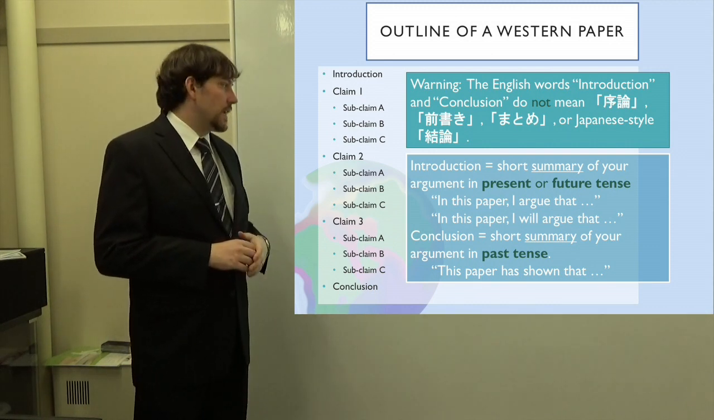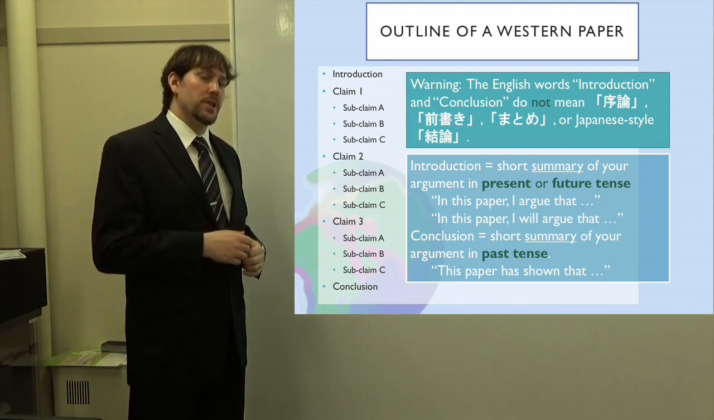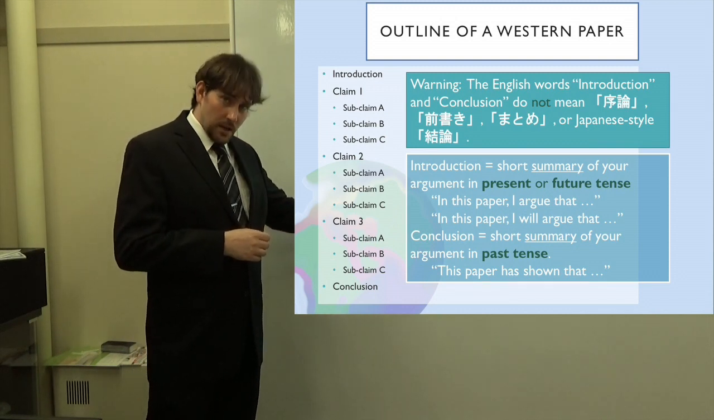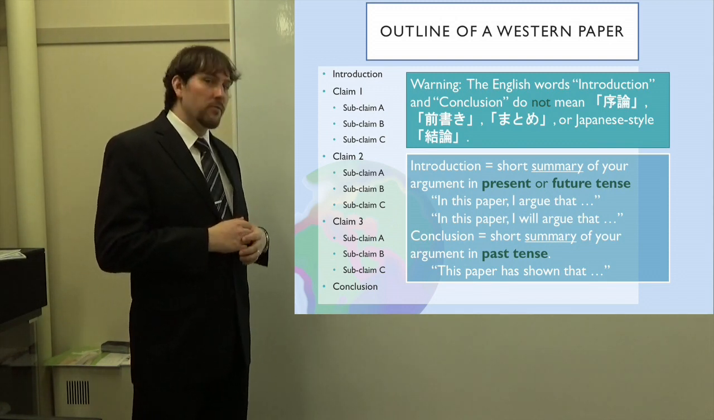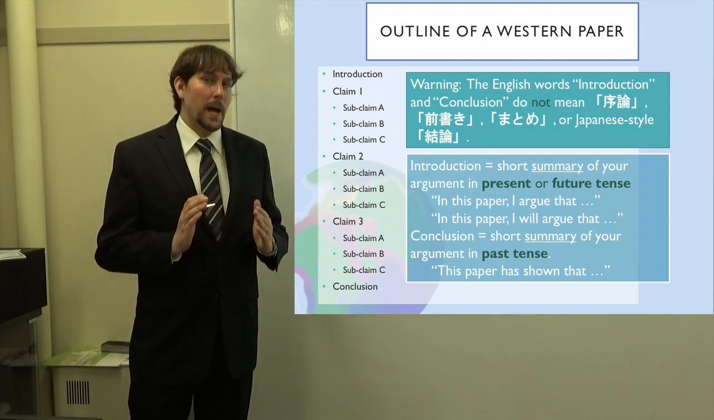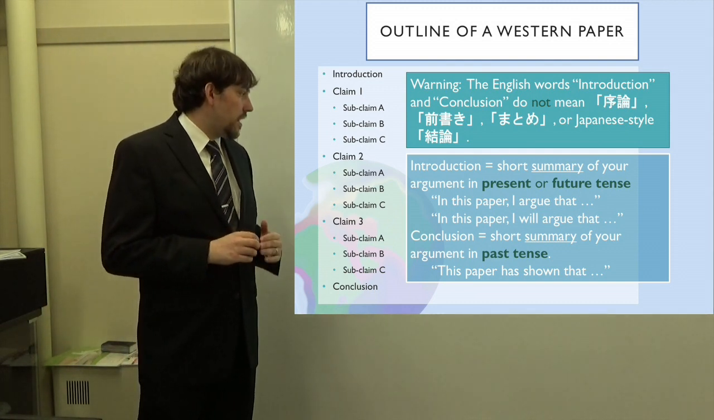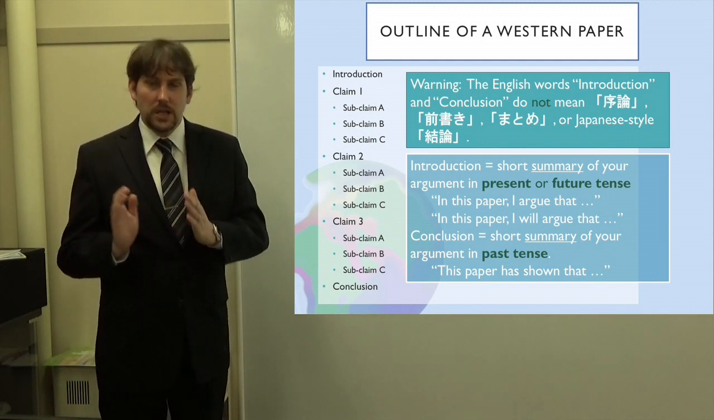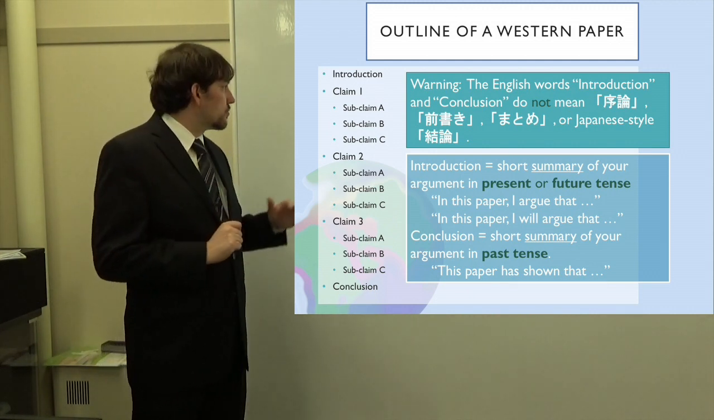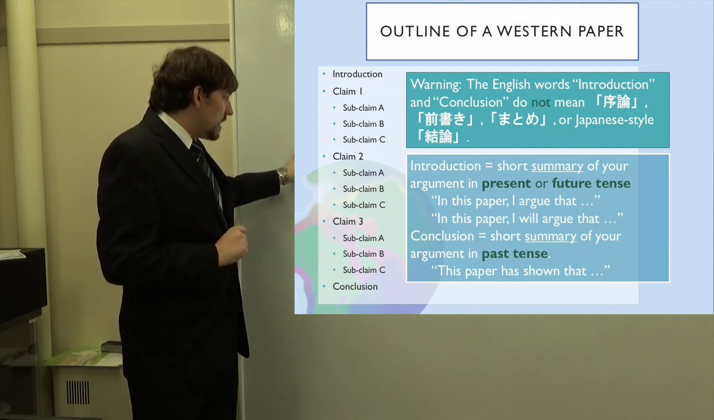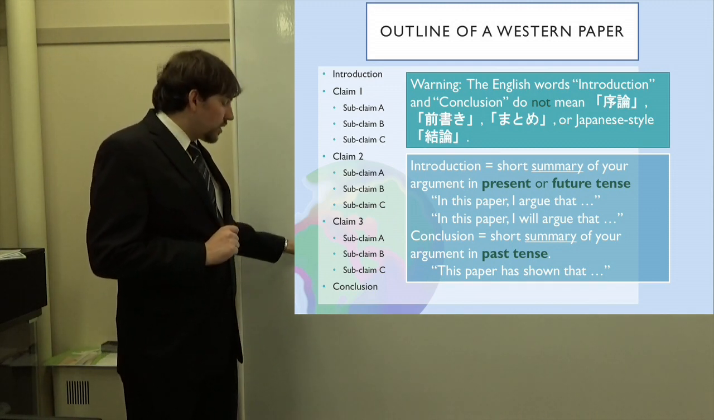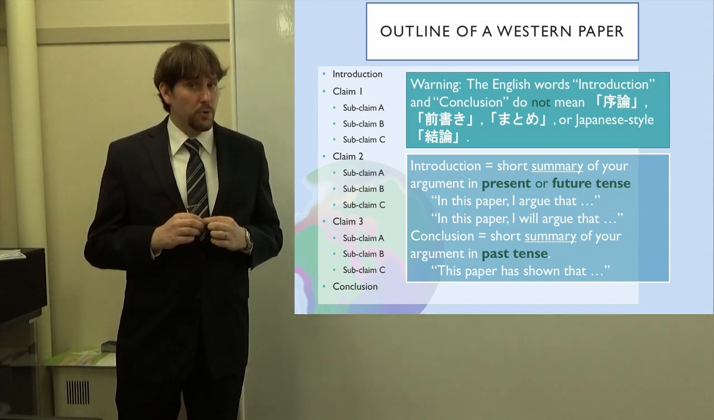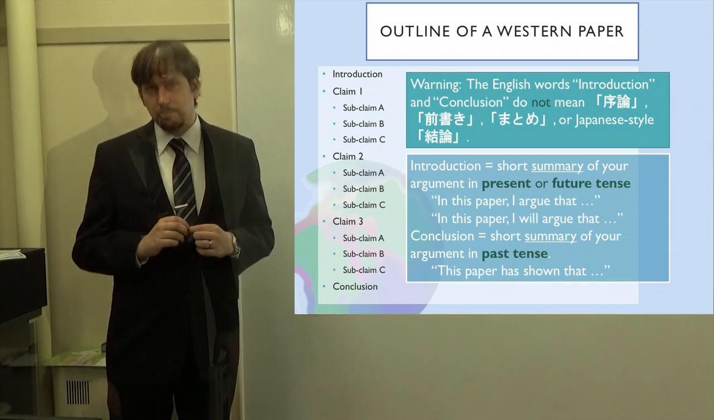So it says something like, "In this paper I argue that," or "In this paper I will argue that." The conclusion is again a short summary of your argument, but this time in the past tense. So "I have shown," or "the paper has shown." This sort of language switch is important, because in the introduction, we haven't made the argument yet, but in the conclusion, we have already made all of our argument. So we should have proved the things we were hoping to.